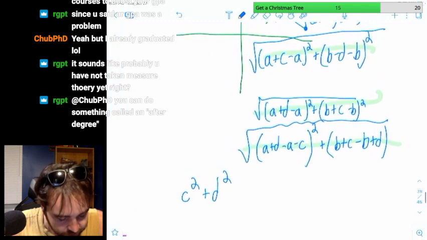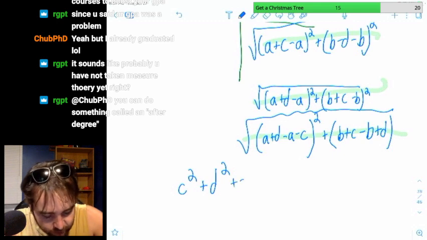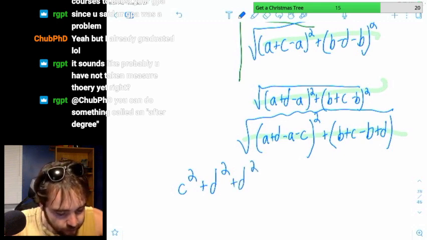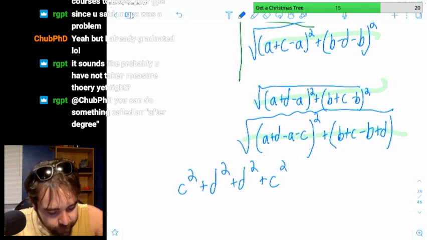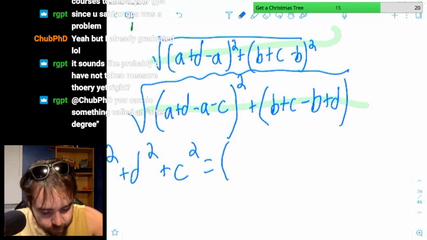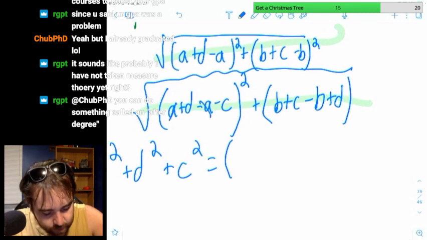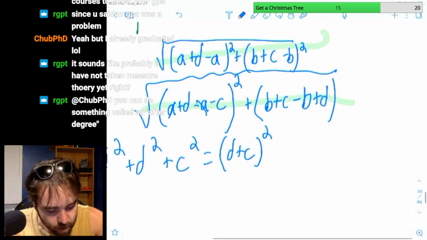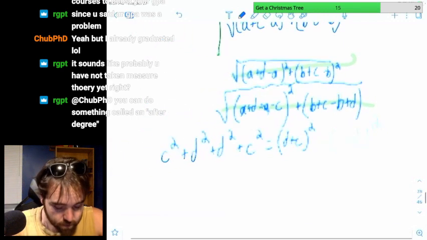And then in the next one, the A's cancel, so you have plus another D squared. And then the B's cancel again, so plus another C squared. And that needs to equal all of this. So this is going to be more, I think I need to calculate out. So here the A's cancel, so this is D plus C squared. And here the B's cancel, so this is C plus D squared.